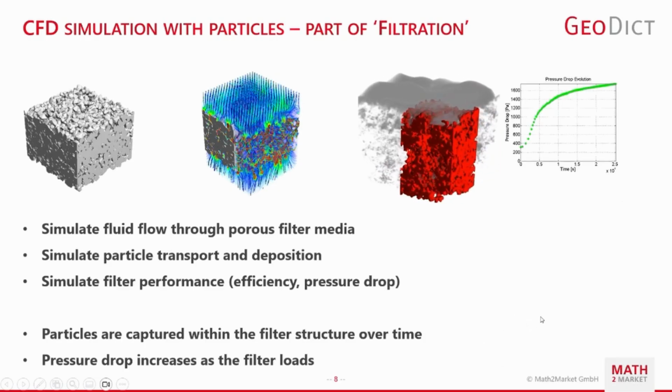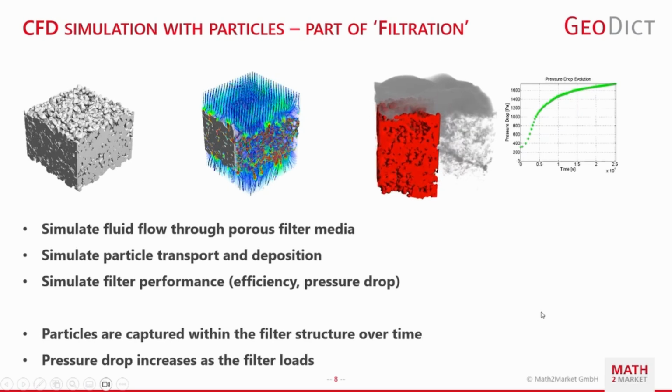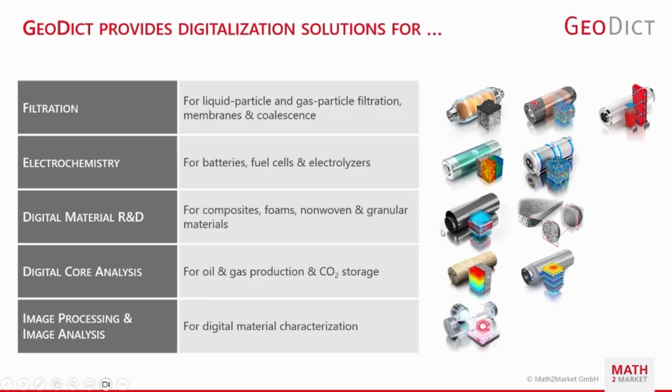So these are the application areas where GeoDict finds very strong application. These business areas are called filtration, electrochemistry, digital materials, which are foams and fibrous materials, and digital core analysis, referring to the oil and gas examples. As you can understand, all of these require image processing and image analysis as a fundamental core capability in order to reach those high quality simulations of real materials.